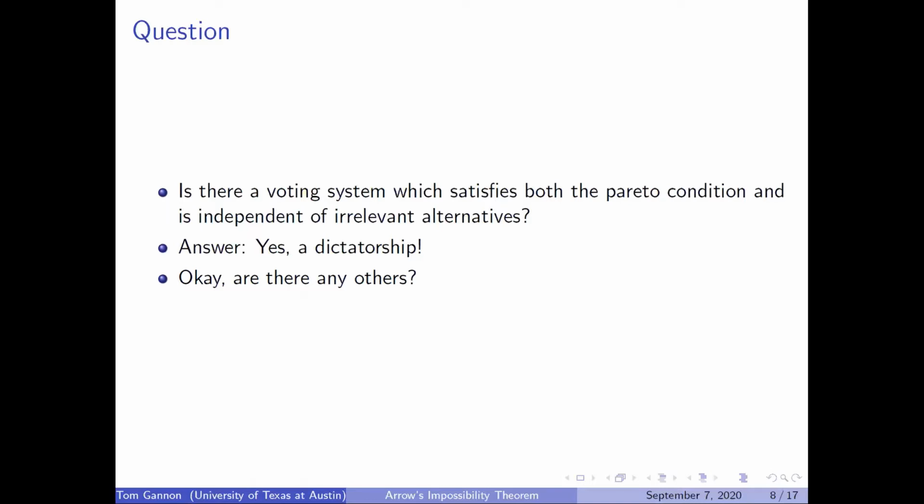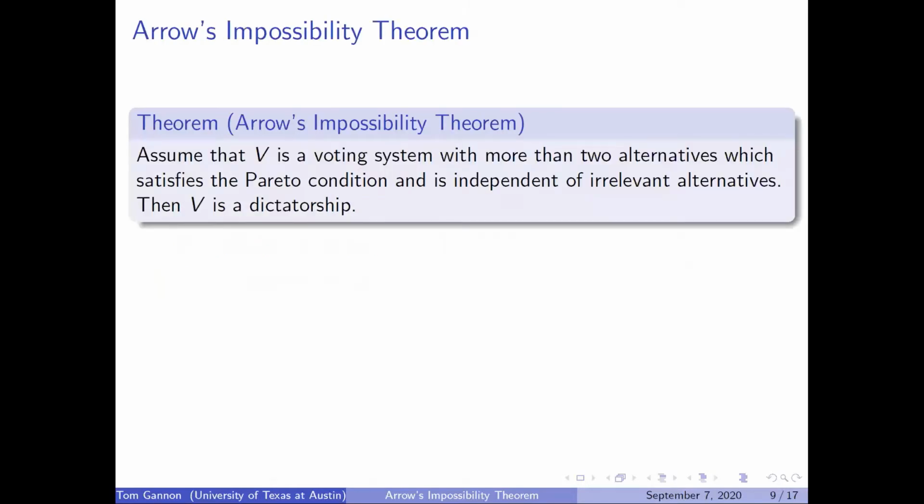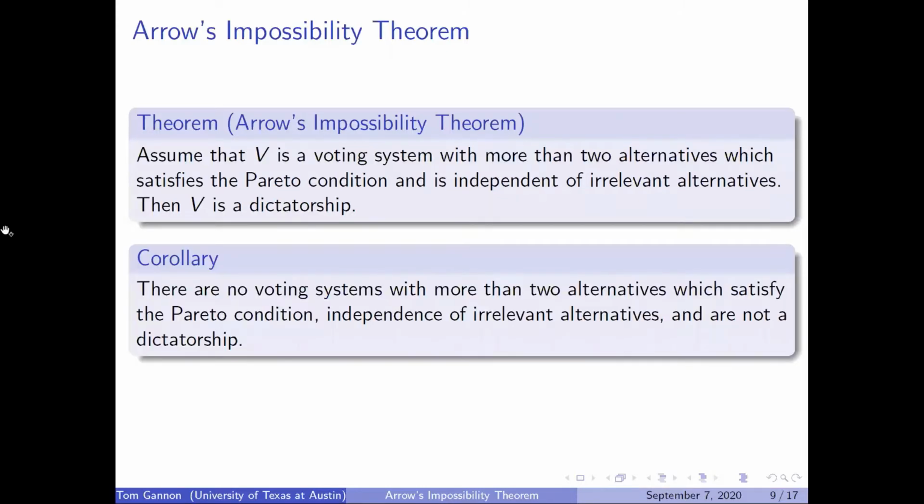So are there any other voting systems that satisfy these two conditions, Pareto and independence of irrelevant alternatives? I think one of only two math facts that have given me a real-life existential crisis is Arrow's Impossibility theorem, which says that the answer here is no. So I will read Arrow's Impossibility theorem to you as it's written right now. Assume that V is a voting system with more than 2 alternatives, which satisfies the Pareto condition and is independent of irrelevant alternatives. Then we know that there's someone in the set that's actually a dictator. Of course, a corollary of this, which is maybe not literally the contrapositive, is that there are no voting systems with more than 2 alternatives which satisfy the Pareto condition, a pretty reasonable condition, independence of irrelevant alternatives, a seemingly reasonable condition, and are not a dictatorship, another reasonable condition.